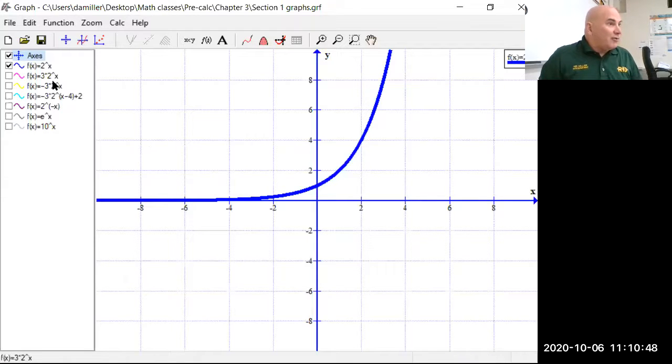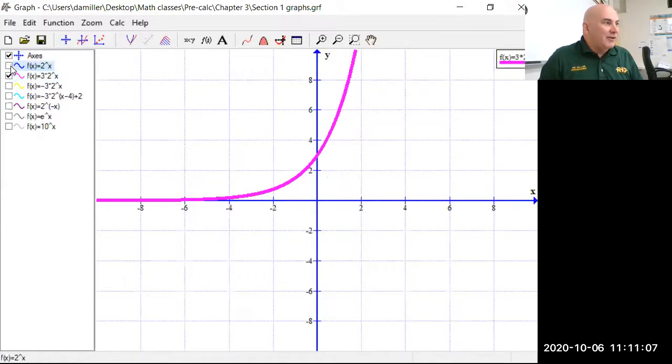So now to show you what we mean by stretching vertically, we're going to go 3 times 2 to the x. You can see all the y values are now 3 times as high. Now we're going to flip it over the x-axis by making that 3 into a negative 3. So there's y equals 3 times 2 to the x. Here's negative 3 times 2 to the x.